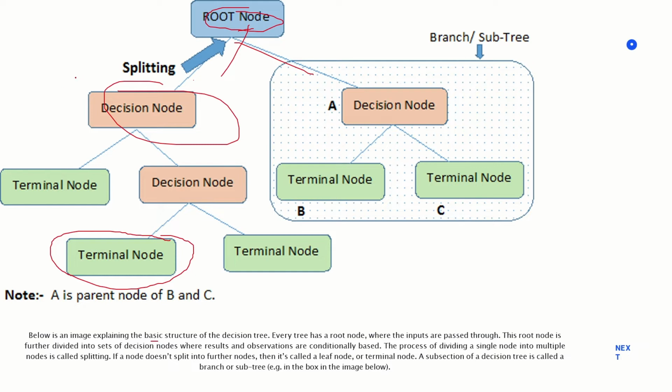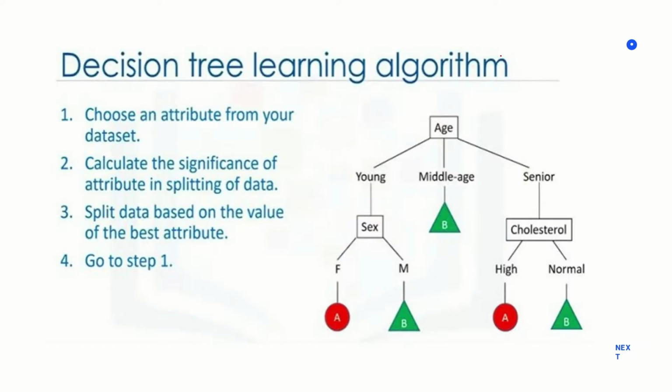So it is said that if a node doesn't split into further nodes, it is called the leaf node or the terminal node. The terminal node is nothing but the last node of the whole tree. Okay. So there are certain parameters and steps for how you apply a decision tree.